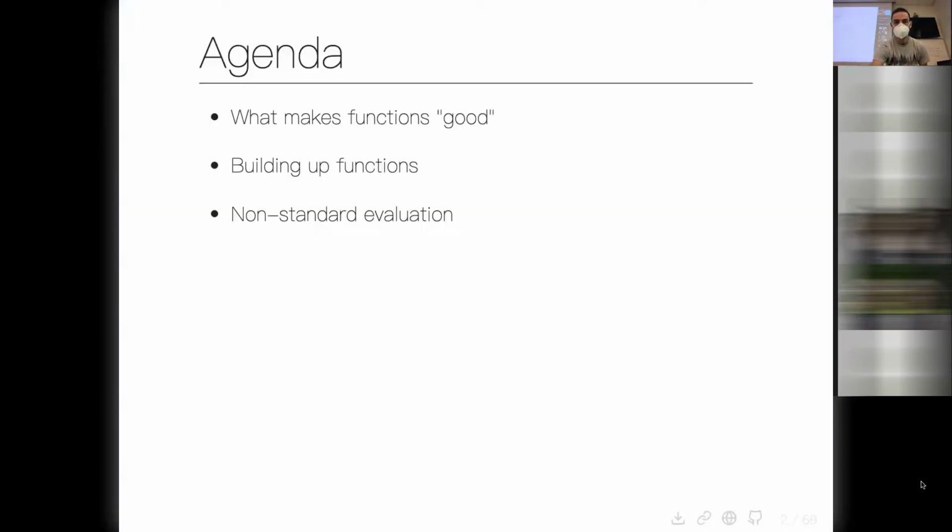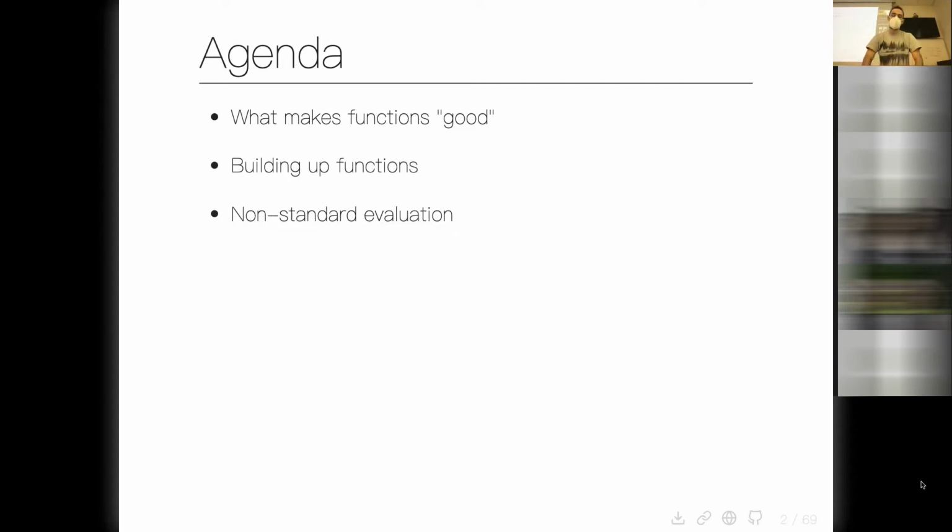Okay. All right, so the agenda for the rest of today, we're going to talk about what makes a function good, okay, versus bad. We're going to also talk about building up functions, so starting from something and then building up from there. And then we will talk about non-standard evaluation.